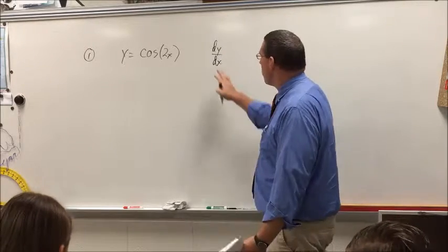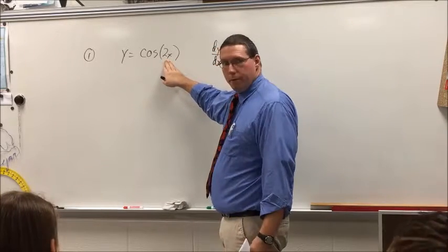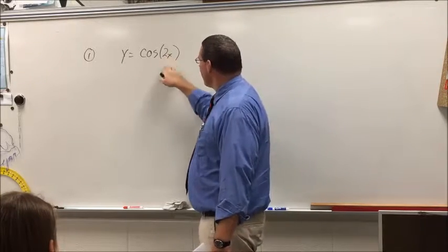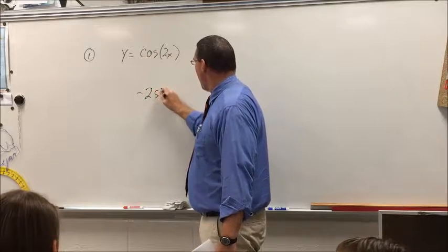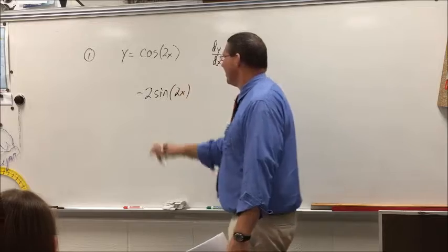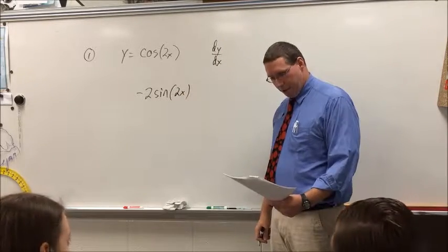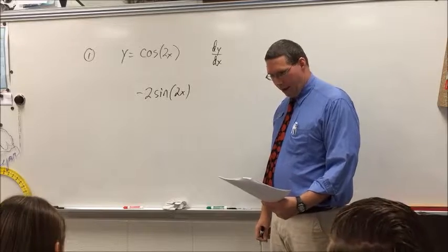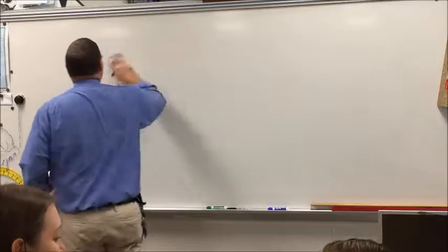All it's asking for is the derivative of this. And what rule do we want to use here? Chain rule. Derivative of the inside is 2. Derivative of the outside is negative sine of the inside, unchanged. There we go. So that's option A. That's a good start.